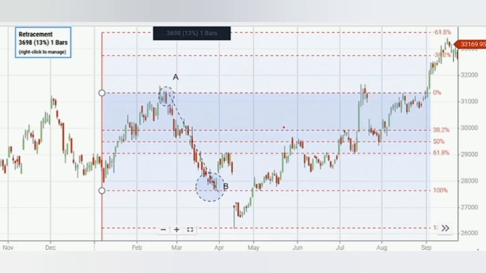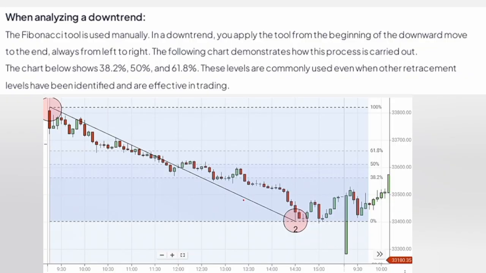Using the Fibonacci retracement tool. Fibonacci levels. Fibonacci retracement tool. When analyzing a downtrend, the Fibonacci tool is used manually. In a downtrend, you apply the tool from the beginning of the downward move to the end, always from left to right. The following chart demonstrates how this process is carried out. The chart below shows 38.2%, 50%, and 61.8%.